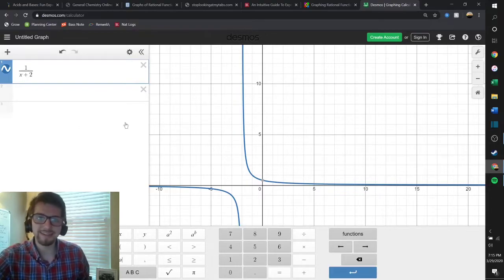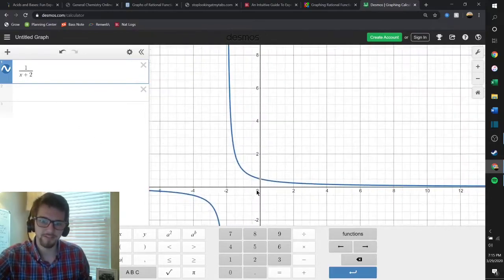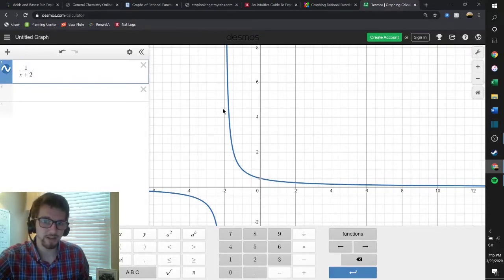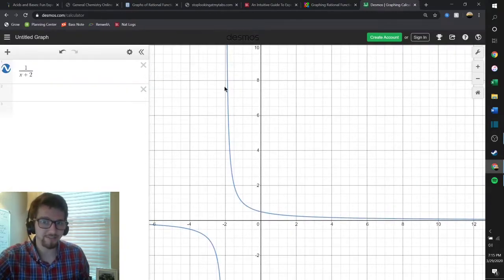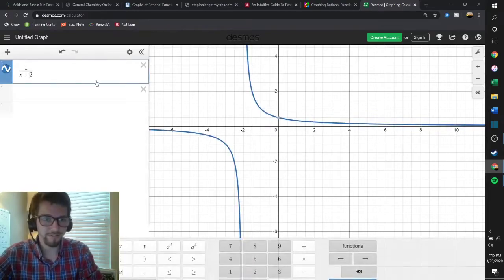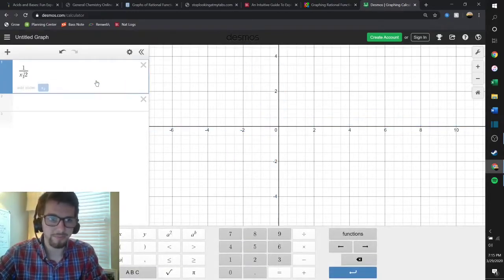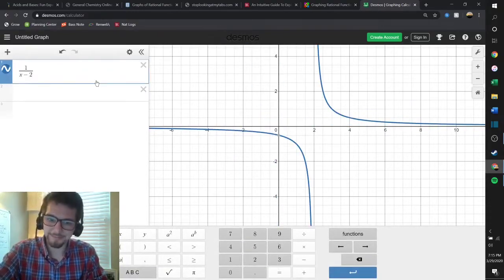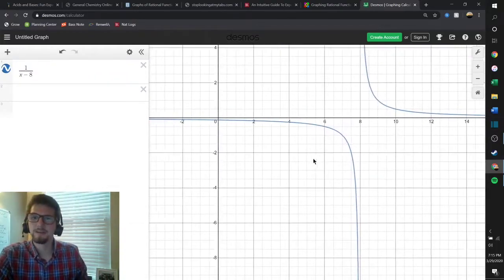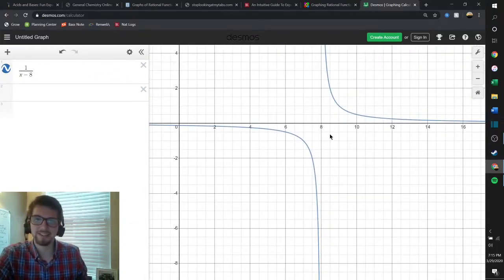So look, when x is negative 2, let's find that line. When x is negative 2, guess what? This graph is never going to touch negative 2 because it can't. What if I do x, I don't know, x minus 8? Check this out. My asymptote is now positive 8 because what minus 8 gives me 0? 8 minus 8 gives me 0.